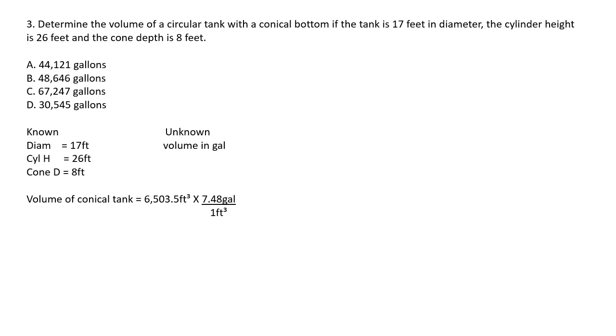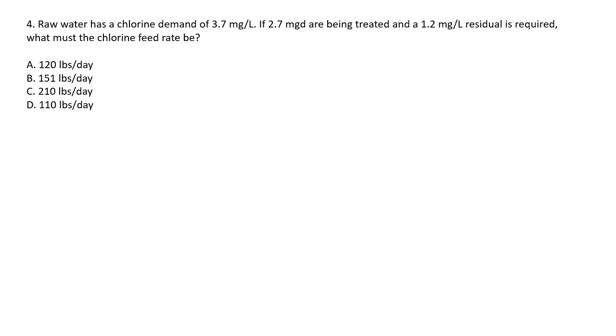So 6,503.5 cubic feet times 7.48 gallons over a cubic foot. Your cubic feet will cancel out. And your answer is 48,646.18 gallons. And the closest answer would be B, 48,646 gallons. Question 4. Raw water has a chlorine demand of 3.7 milligrams per liter.